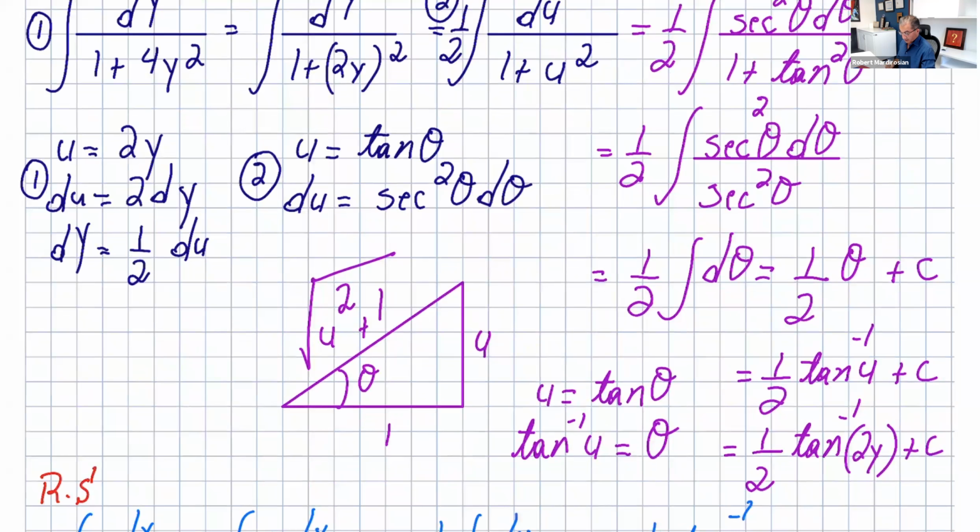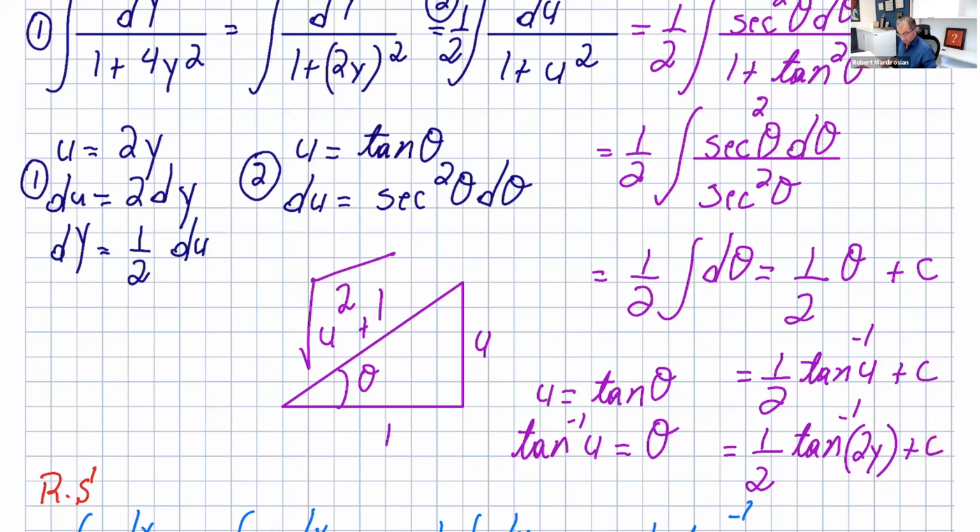And if you make the triangle here, please refer to calculus trigonometric substitutions, and you can remember this. If you make the triangle, tangent theta is opposite over adjacent, u over 1, and of course the hypotenuse is square root of u squared plus 1. You can find any of them, but here all we need is u equals tangent theta, so theta equals tangent inverse of u. And we know u, we substitute that by 2y, so the answer will be 1 over 2 tangent inverse of 2y plus c. That's c.